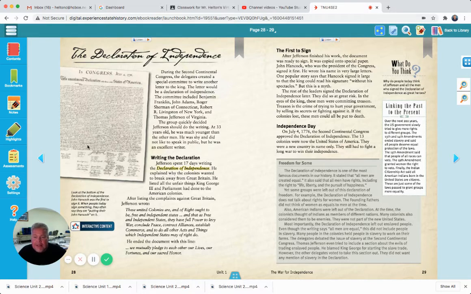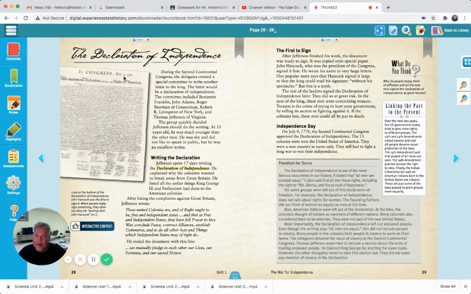So everybody's name on here could be put to death by the king. He could kill them all because he would be thinking they were committing treason. So when they signed it, they knew they were in danger. And so they hoped they would win the war. And so when did they sign it? Look up here. What day is it signed? July 4th.